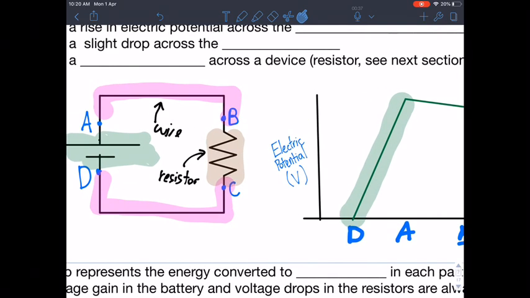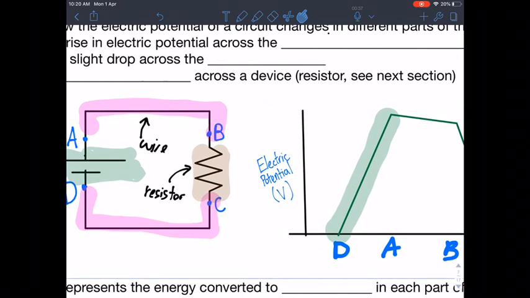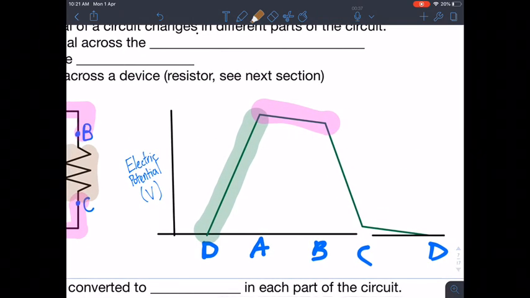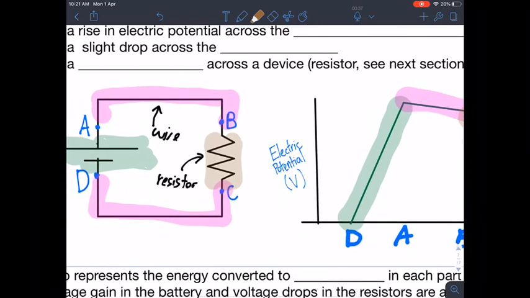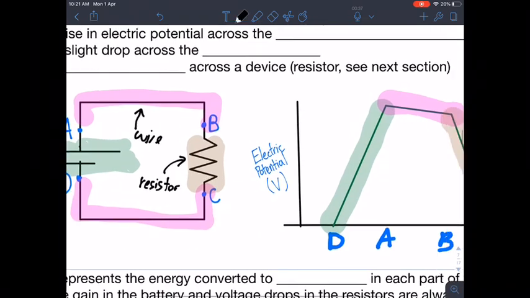Then between point A and B, this part of the wire, between points A and B, I have just a wire. So I'm going to highlight it in that pink color. Between points B and C, I have a resistor, which I'm going to highlight in brown right here. And then between points C and D, I have a wire.